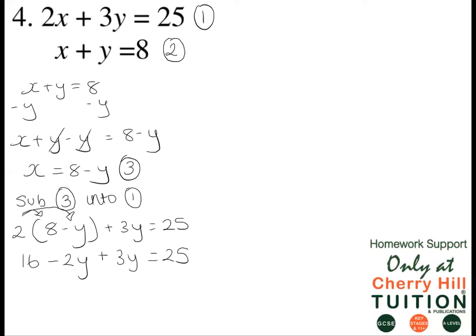And again, we have like terms, so we can collect these. Minus 2y plus 3y leaves us with just y. So we have 16 plus y is equal to 25. And now we need to make y the subject, so we can minus 16 on both sides, leaving us with y is equal to 25 minus 16, which is 9. Let's make that a little bit more clear. So y is equal to 9, okay?